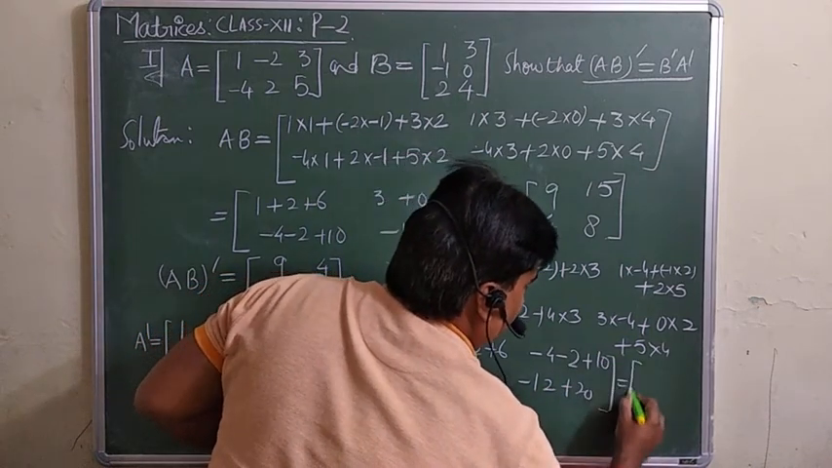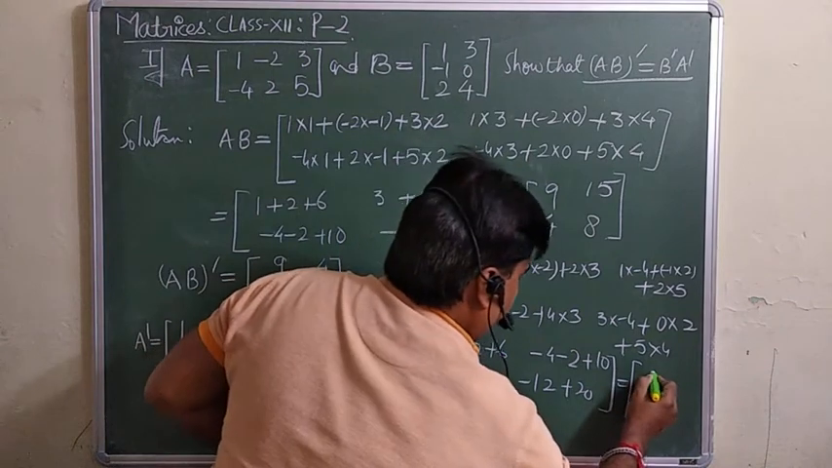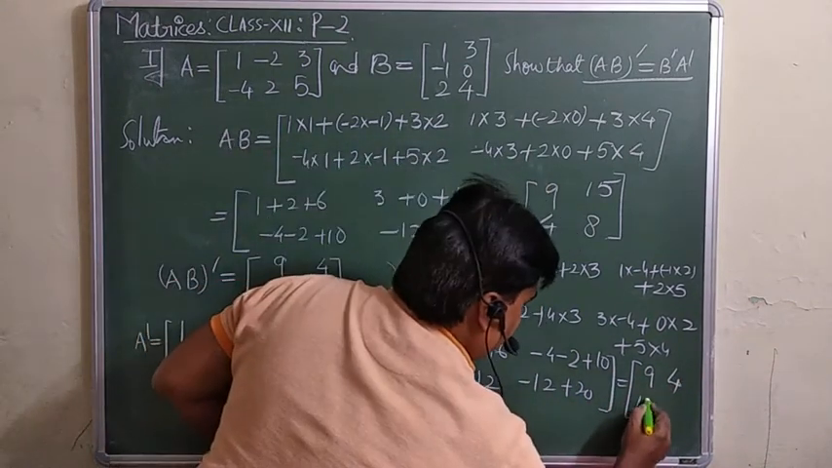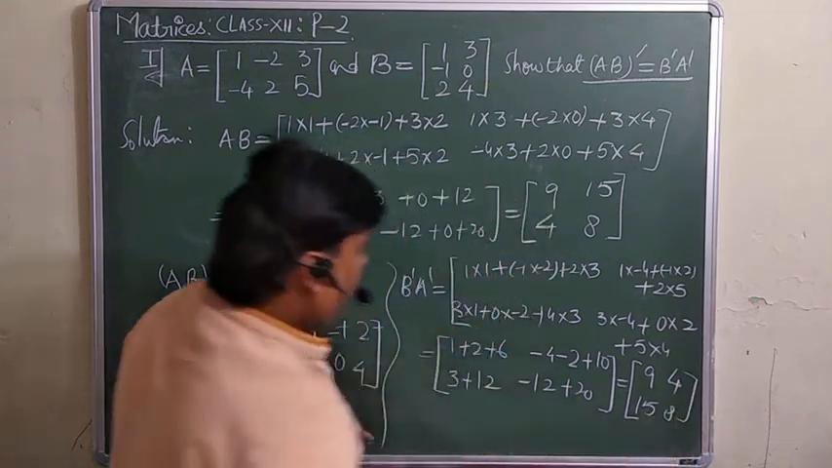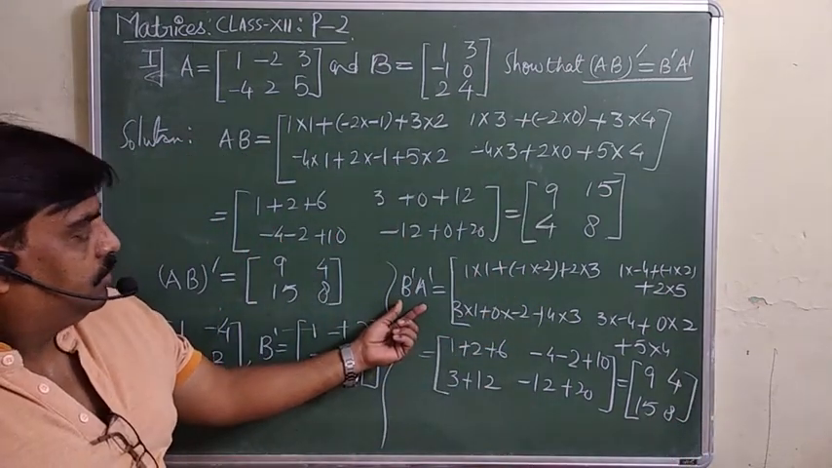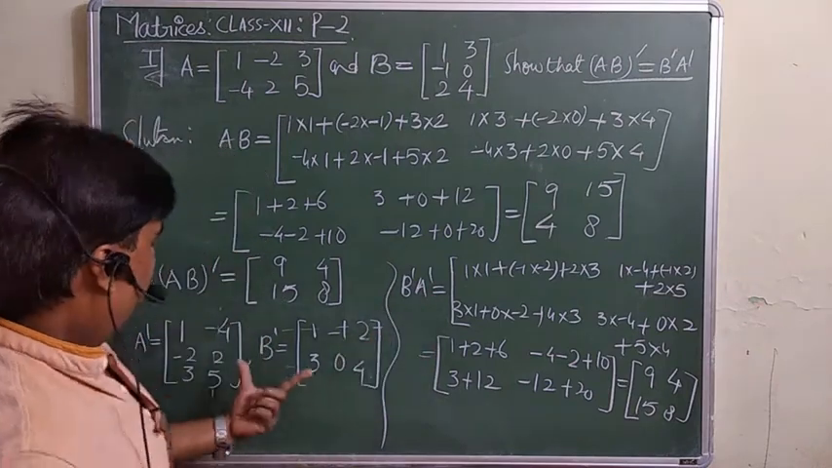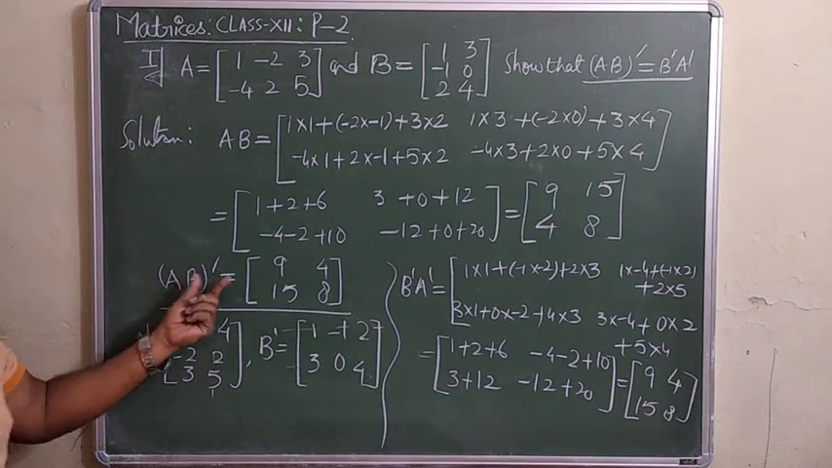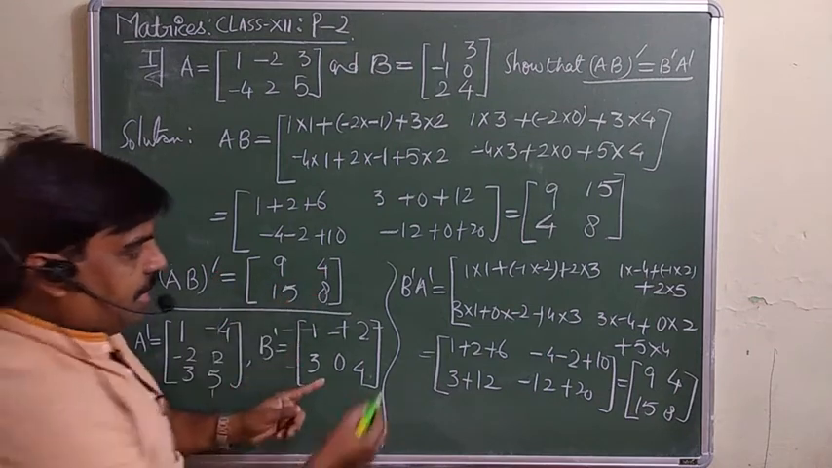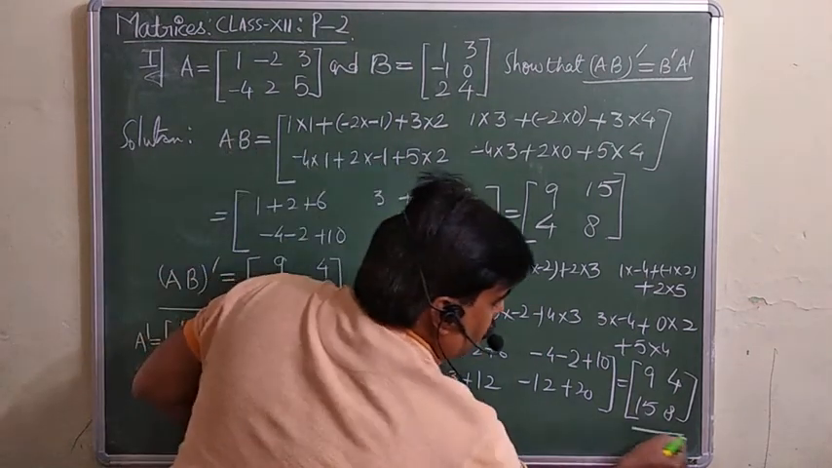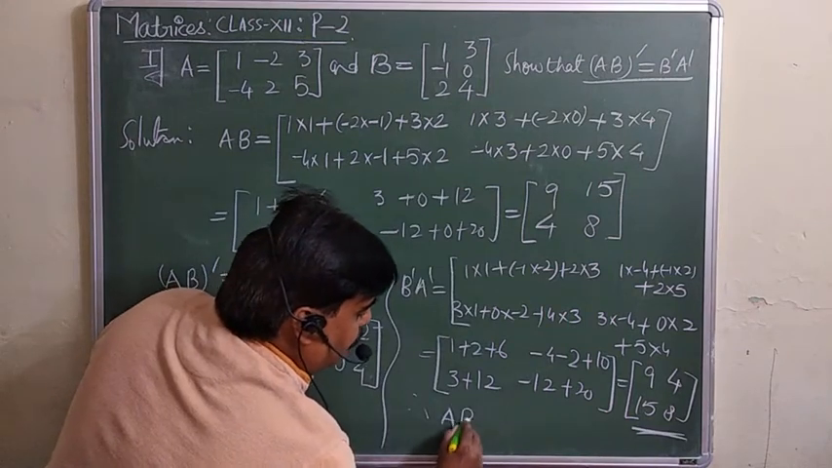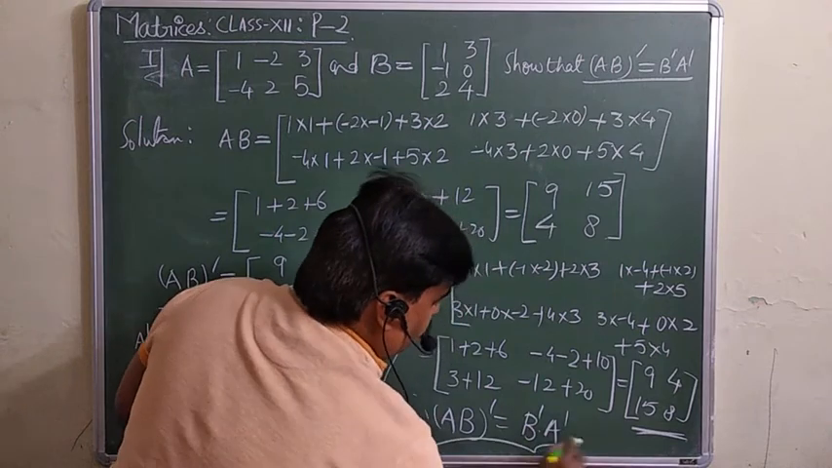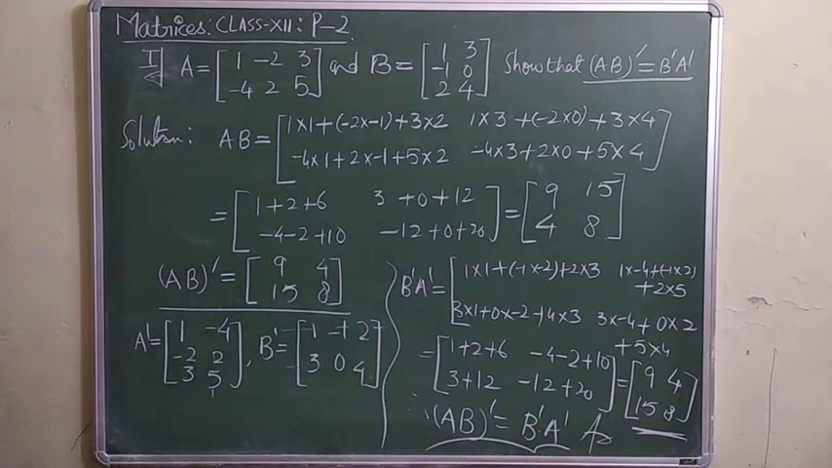So this is equal to 9 and this is your 4, 15 and 8. And just see now, this is 9, 4. What you are getting is AB whole transpose equal to 9, 4, 15, 8, and B transpose into A transpose is also the same. So therefore you can say AB whole transpose is equal to B transpose into A transpose. So it is verified. Have a look.